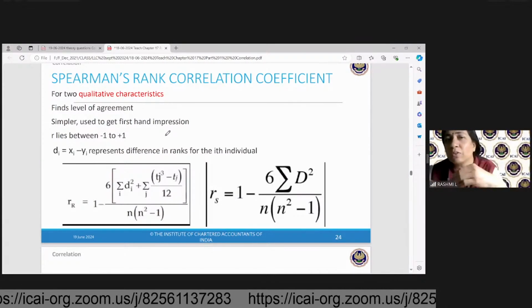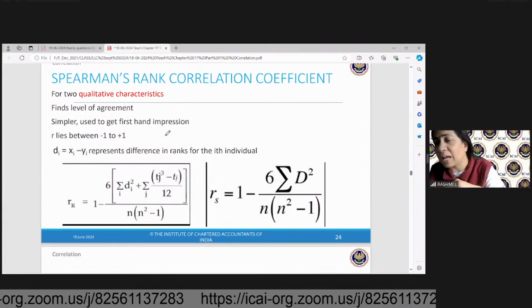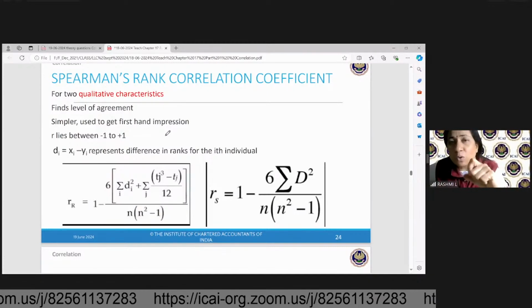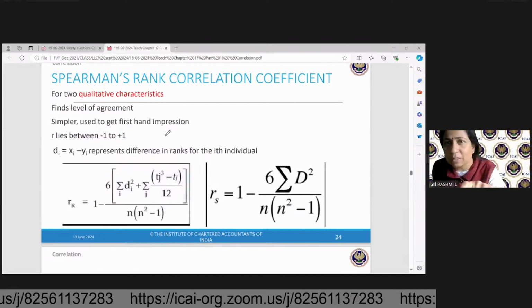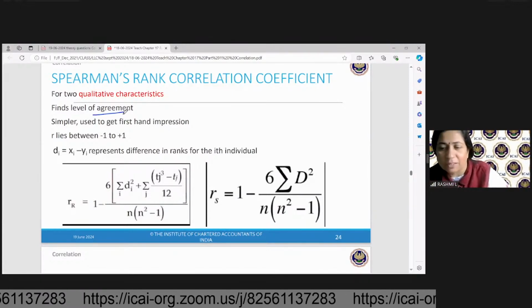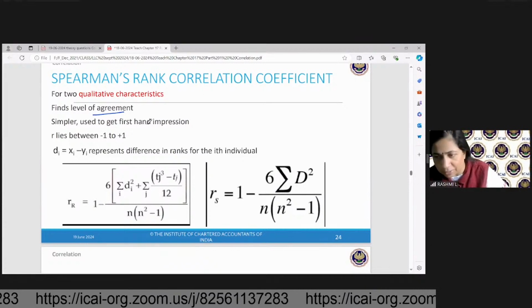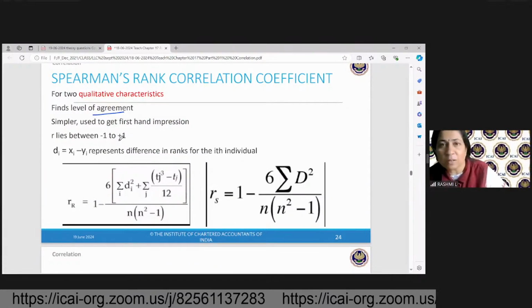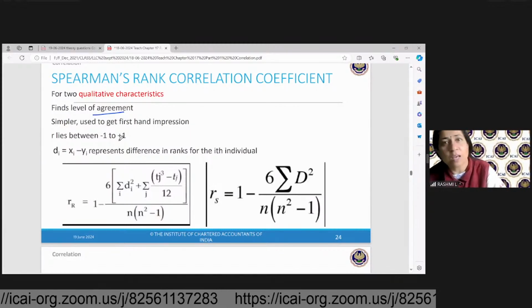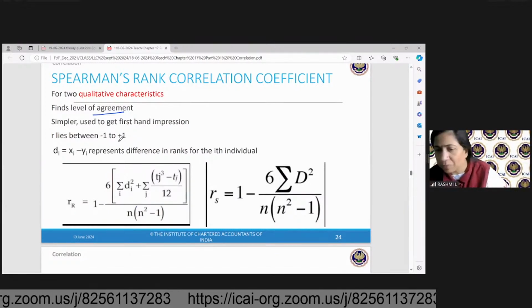So in this case, for the qualitative characteristics, we use what is known as Spearman's rank correlation coefficient. In this, we are concentrating on how close two judges have given the marks. It finds the level of agreement. It is simple and used to get a first-hand impression. R lies between -1 and +1. Just because it's a rank correlation does not change the properties. They remain the same, -1 to +1.